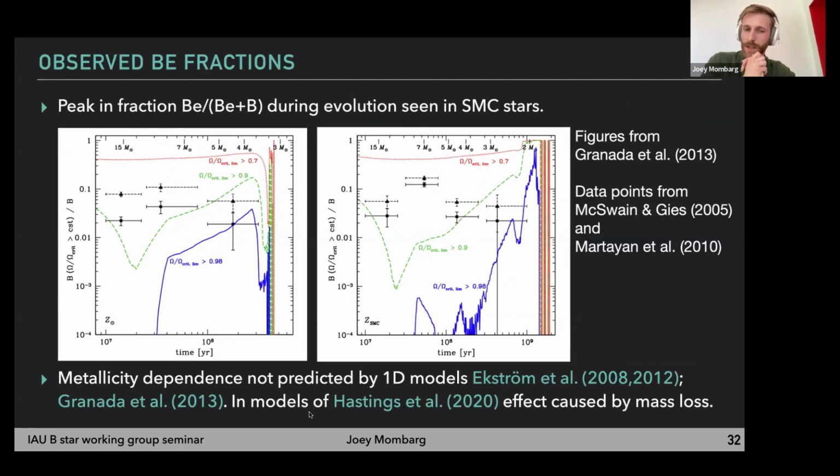I also want to mention that this kind of metallicity dependence is in general not seen in 1D models. The only models where there's a metallicity effect are those from Hastings, but this is caused by the dependence on the mass loss. And here I just repeat that we haven't done any mass loss yet. So this is purely based on the evolution of the 2D models, or the time scale on which the angular momentum transport is operating.